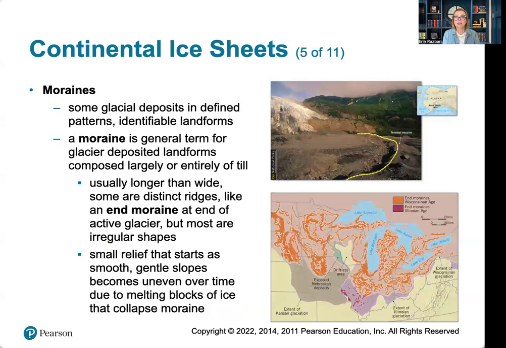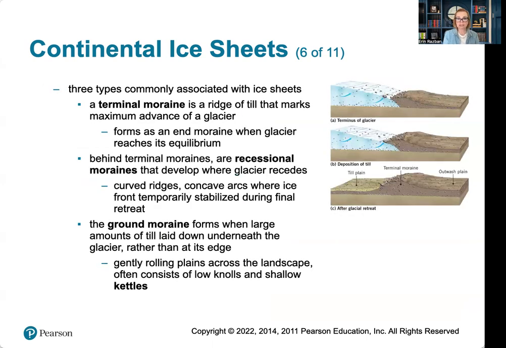The largest and most conspicuous depositional features are moraines, ridges or mounds of unsorted glacial debris that form distinct topographic highs. So there are several types. Terminal moraines mark the farthest advance of a glacier. Long Island in New York is actually a terminal moraine representing the southernmost extent of the Laurentide ice sheet in that region. Recessional moraines form when a retreating ice front temporarily stabilizes.